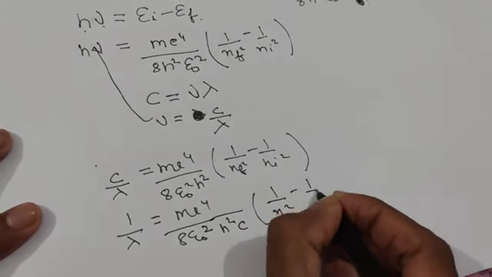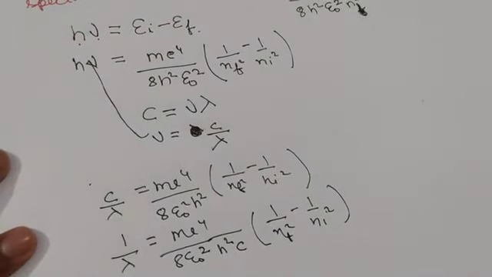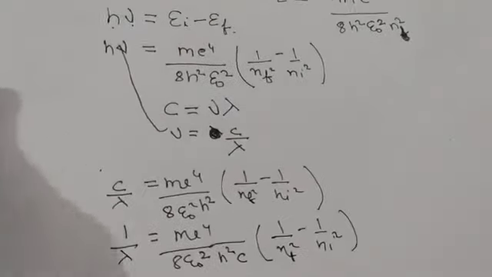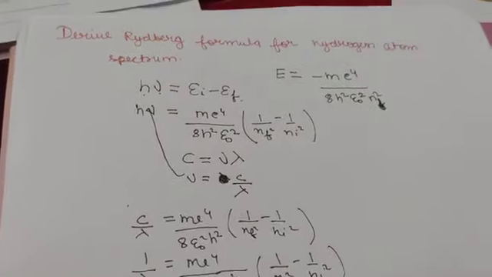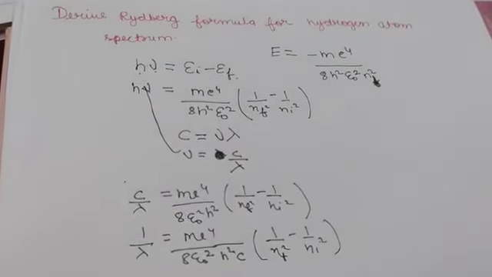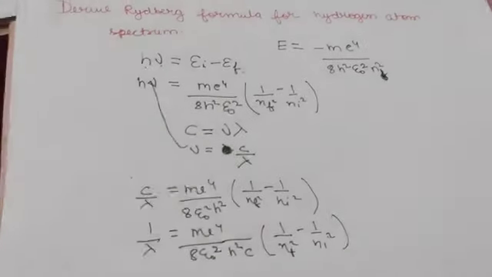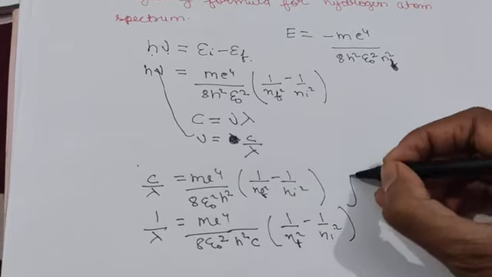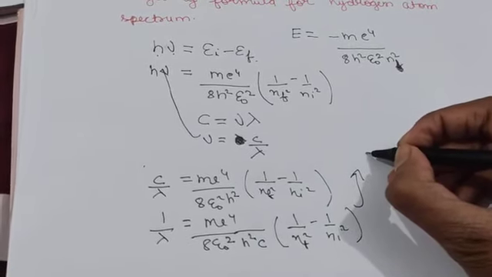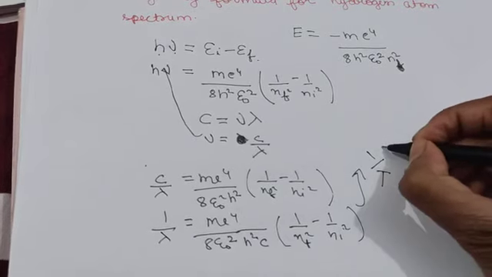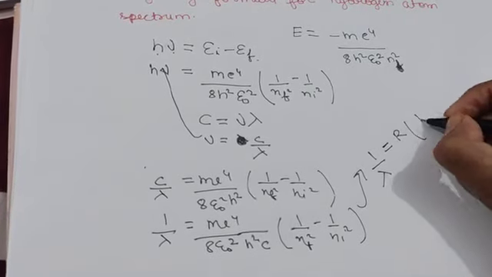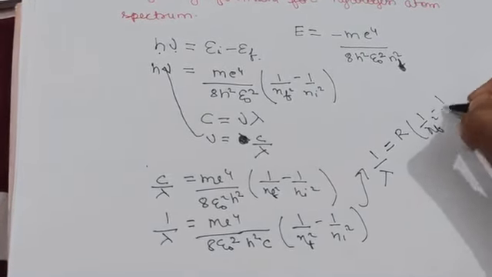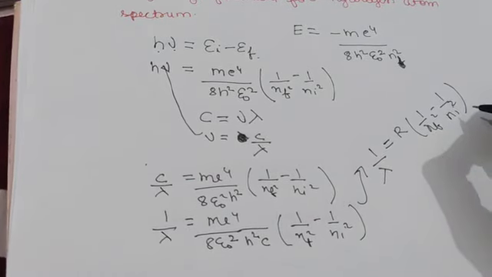So this is how it looks. Now 1 by lambda is equal to R times 1 by nf squared minus 1 by ni squared. How it comes, I will tell you. So this is the main equation.